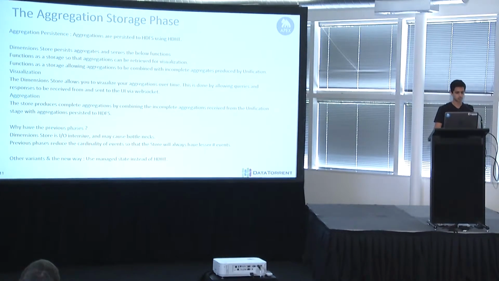Now, you may say, why do we have the previous phases? Because the dimension store is typically an IO-intensive operation and may cause bottlenecks in your application's processing. The previous phases reduce the cardinality of events, so the store will always have a lesser number of events to work with, thereby giving a better query response experience to the end user when he drops in something.